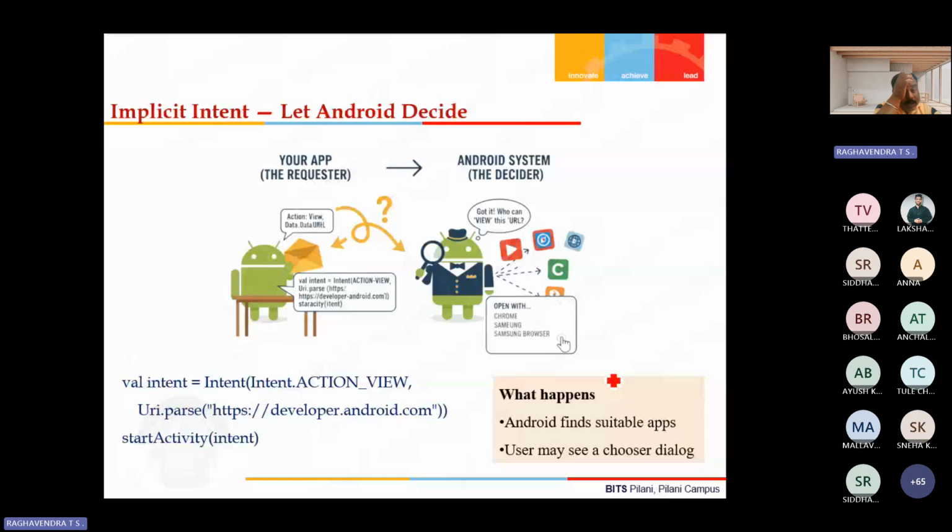So with an implicit intent, Android decides on your application request, right? The view data, or data, and then Android system will decide where to open. Say you want to open through a web browser, or through an application, or wherever you want to open.